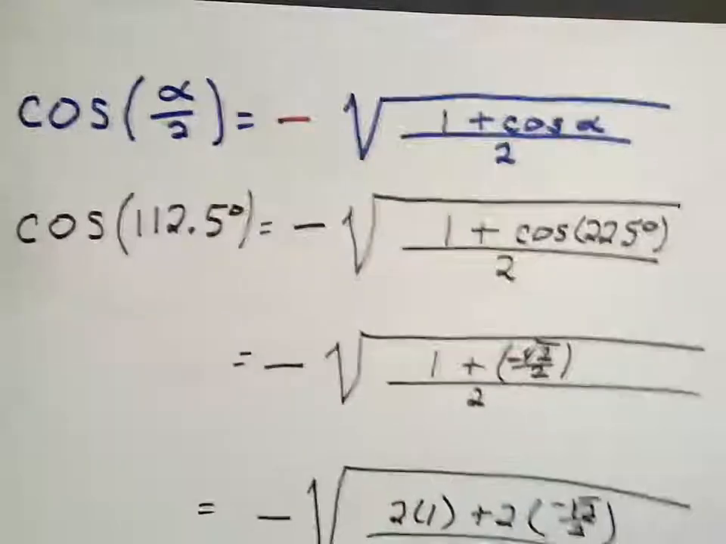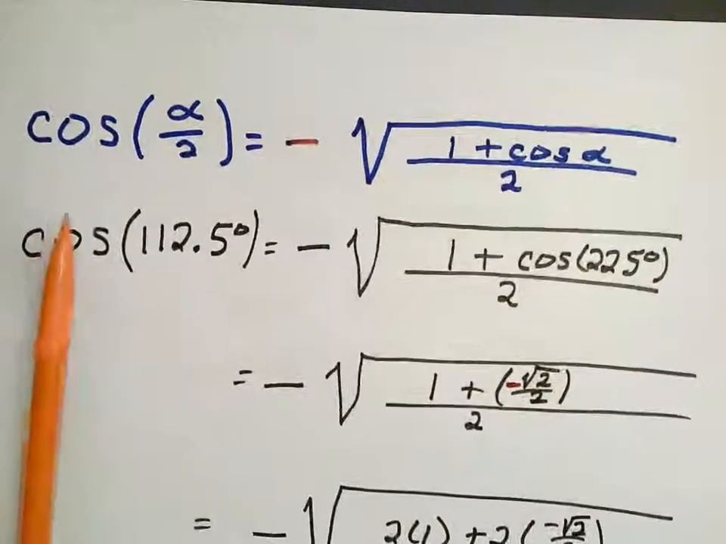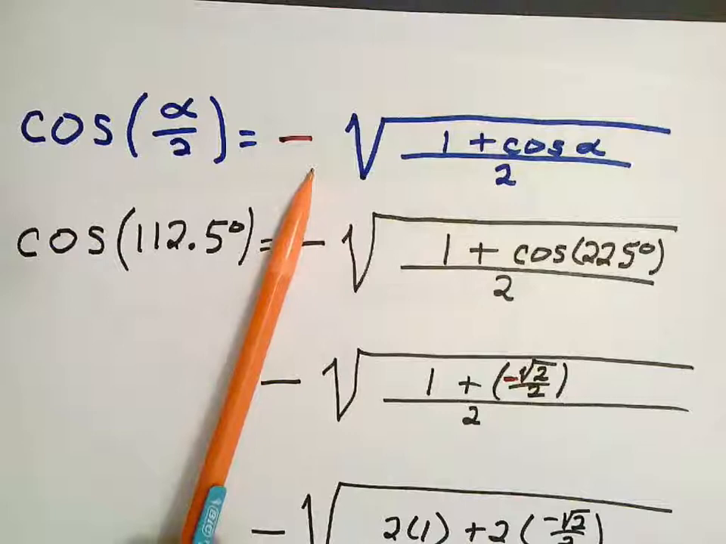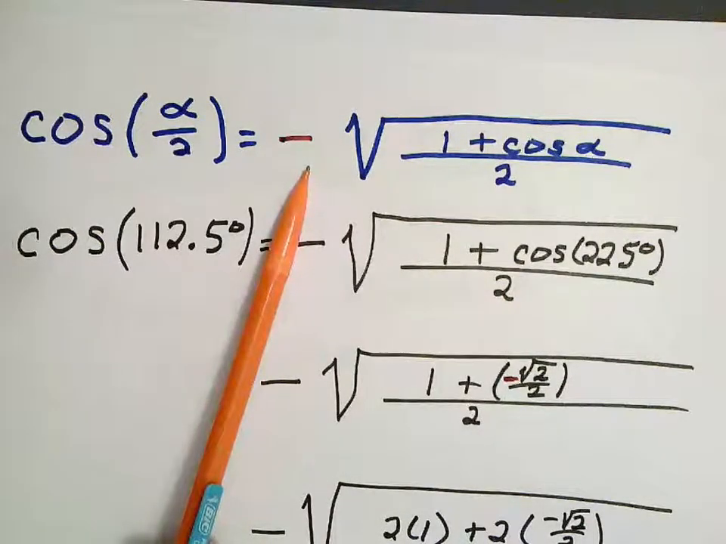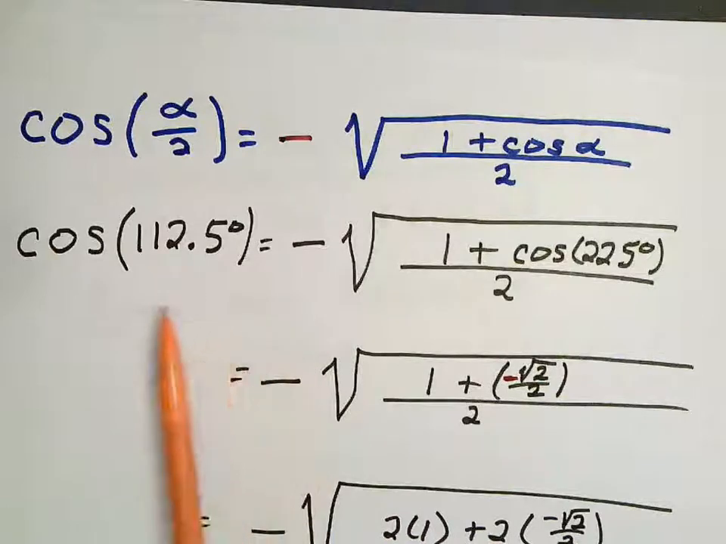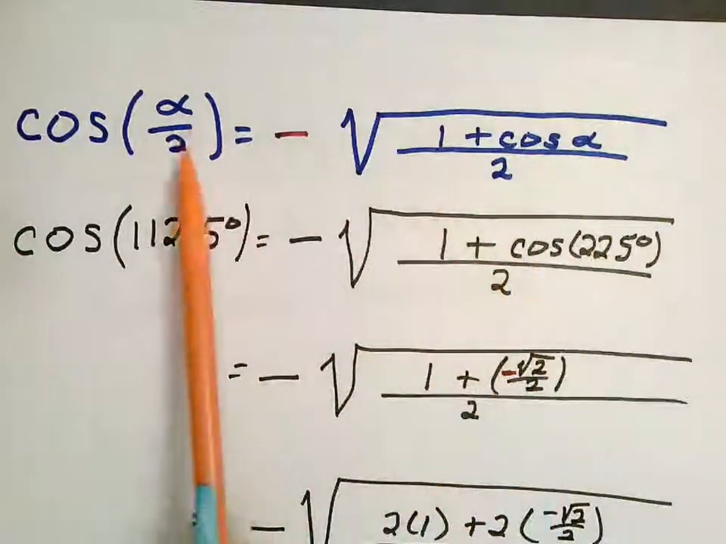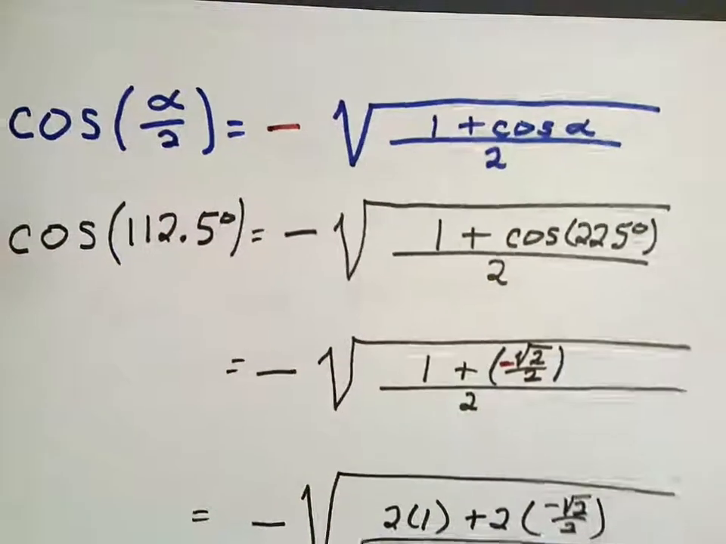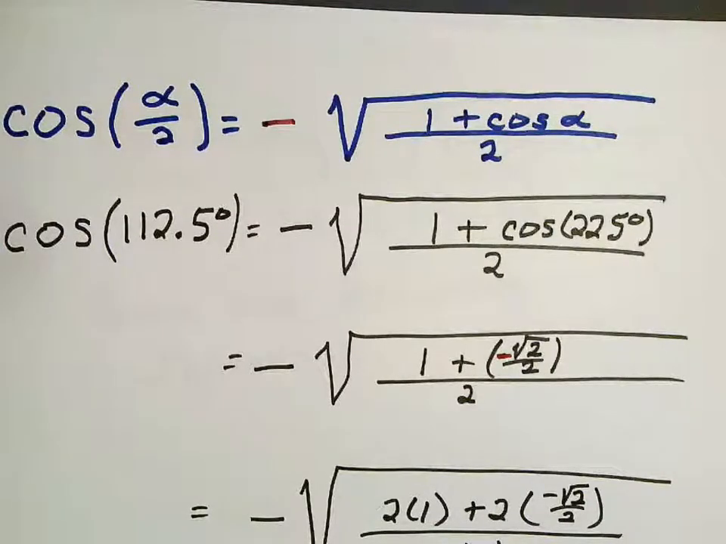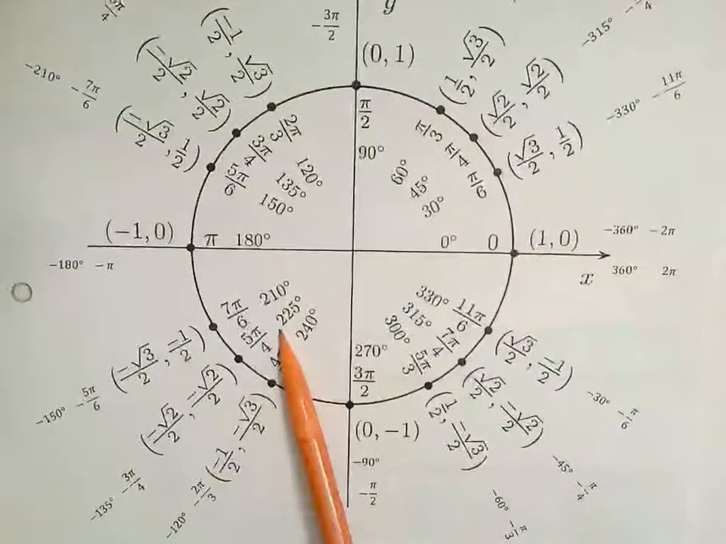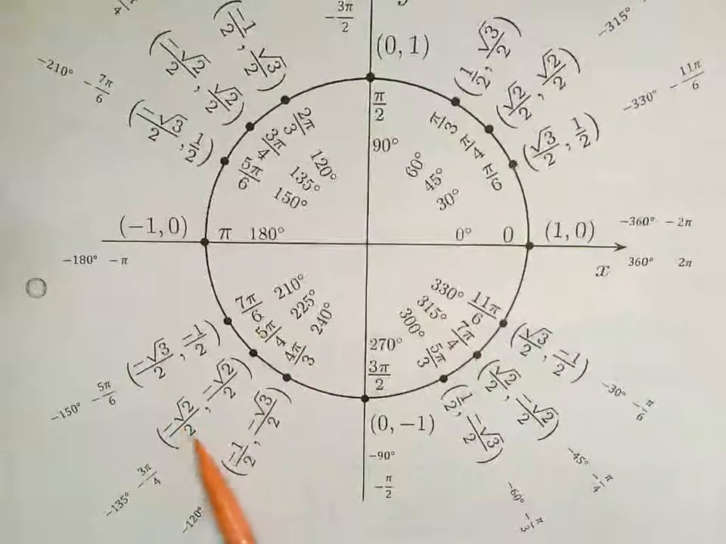So let's continue with that. We're going to be using this half-angle formula for cosine. And it's going to be negative because 112.5 degrees terminates in the second quadrant. In the second quadrant, cosine is negative. And so that's why we have the negative sign here. You have twice the alpha divided by 2, which is 225 degrees. And if you look on your unit circle, the cosine of 225 degrees is a negative square root of 2 over 2.